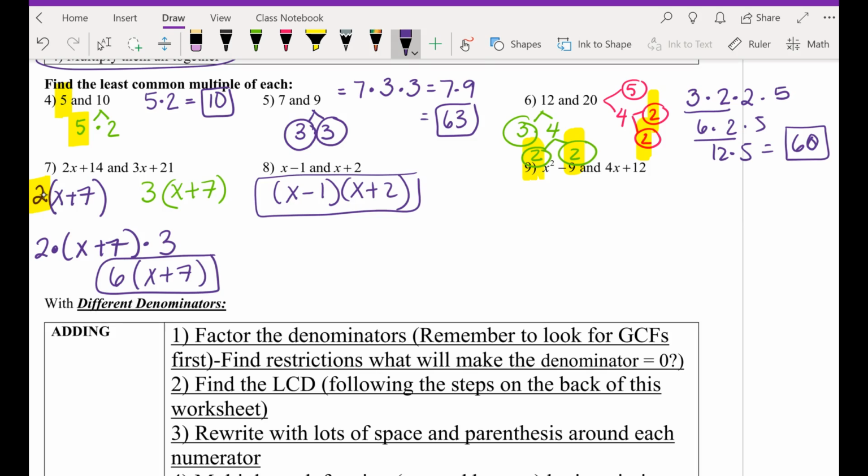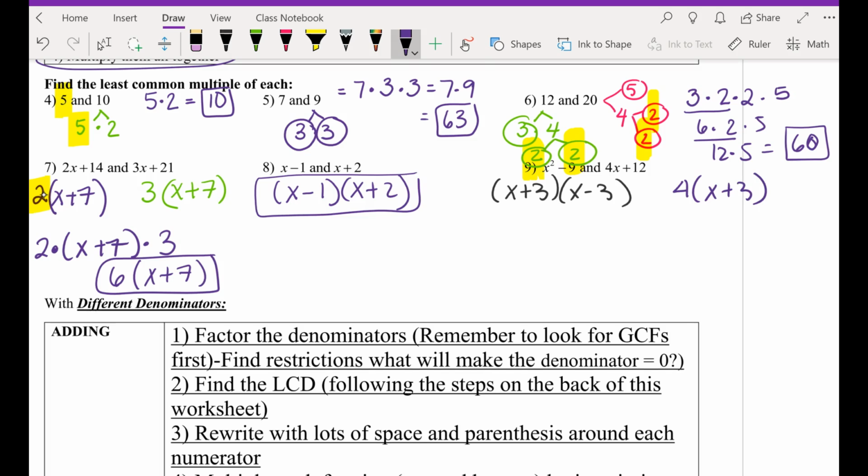9. X squared minus 9. Delaney, is that factorable? What are the factors? Very good. Then 4x plus 12. Matt, is 4x plus 12 factorable? Yeah. What are the factors? 4 and then x plus 3.